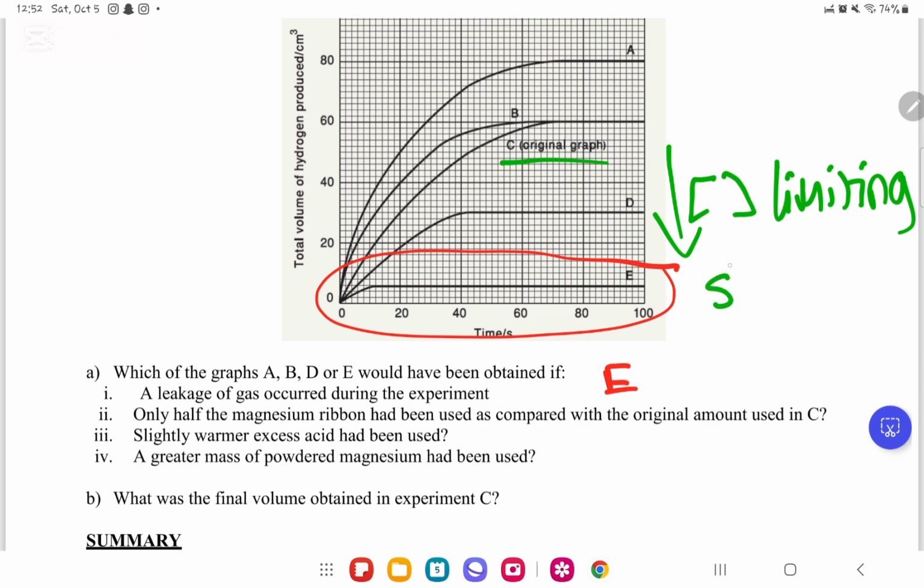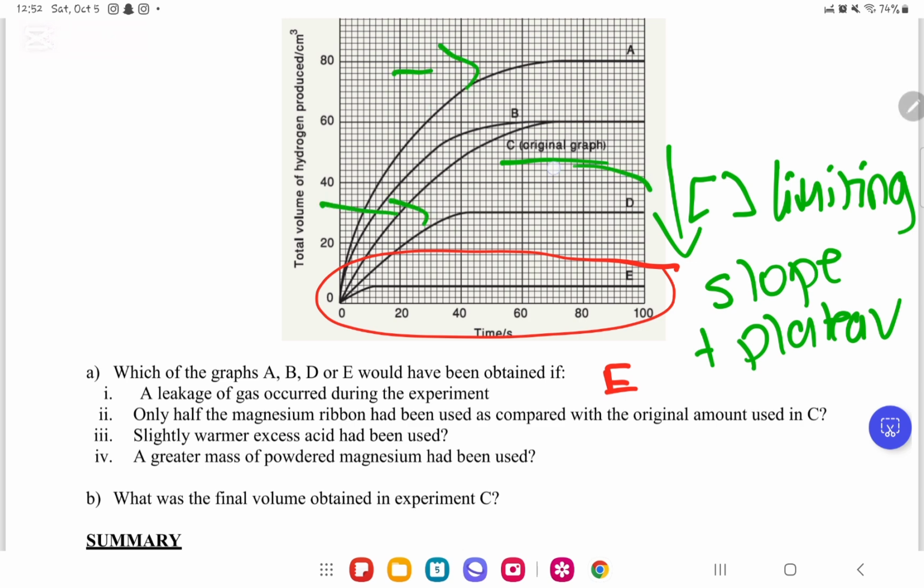Then the slope, if you remember I explained there, if you decrease the concentration of a limiting, then the slope plus the plateau get affected. So in which graph are the slope and the plateau affected? They are in A and D, but we're gonna take D. Why? Because it has to be lower, it should be less than the original graph. So definitely for part II, the answer is D.